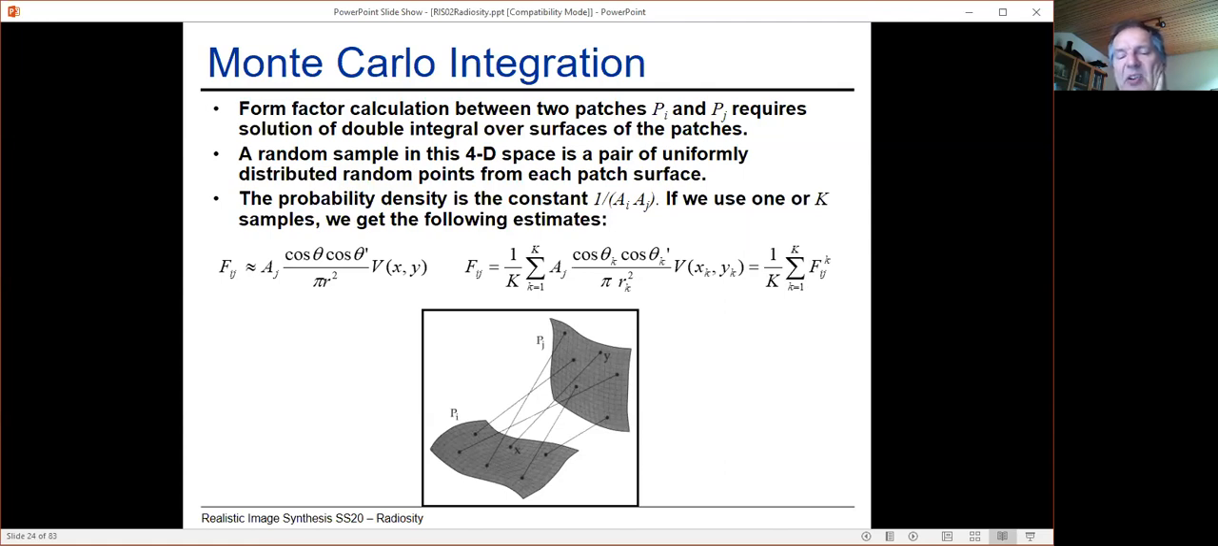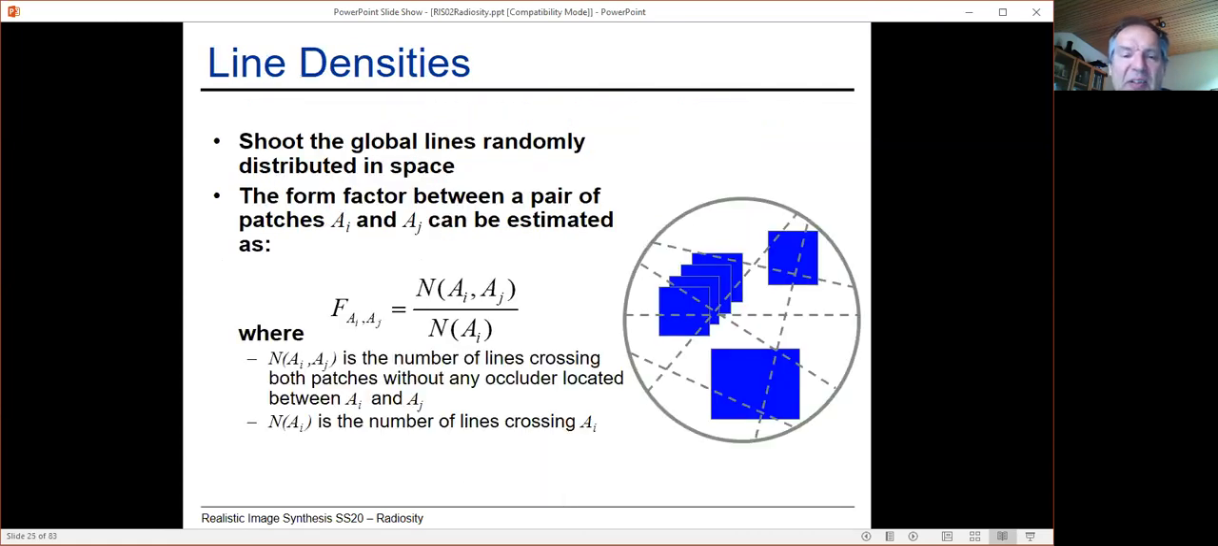Yes, it's very easy to choose some points on them and send rays, and then compute those partial form factors and then compute their mean. This would be how we can use Monte Carlo integration to compute form factors.